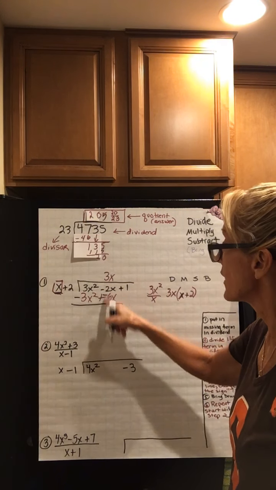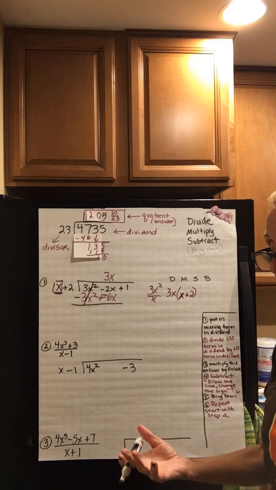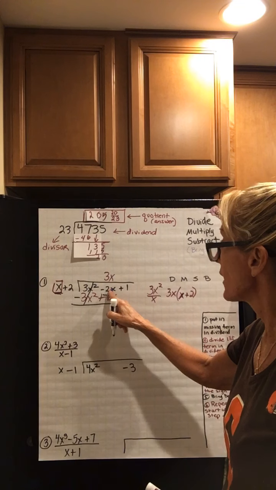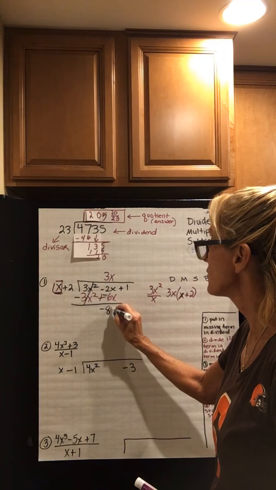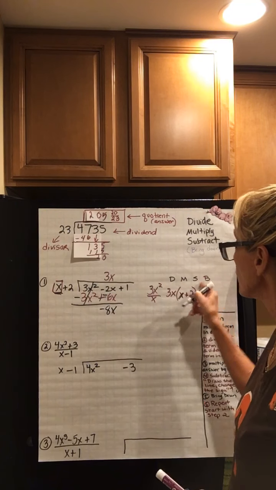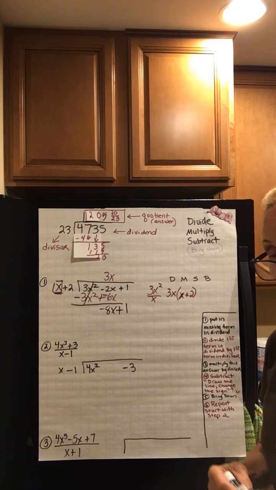And now let's go ahead and do the math. Your first terms better cancel out or you did something wrong. And then negative 2x plus a negative 6x, or minus 6x, is negative 8x. And then bring down the plus 1. And now you start all over, so let's do it again.